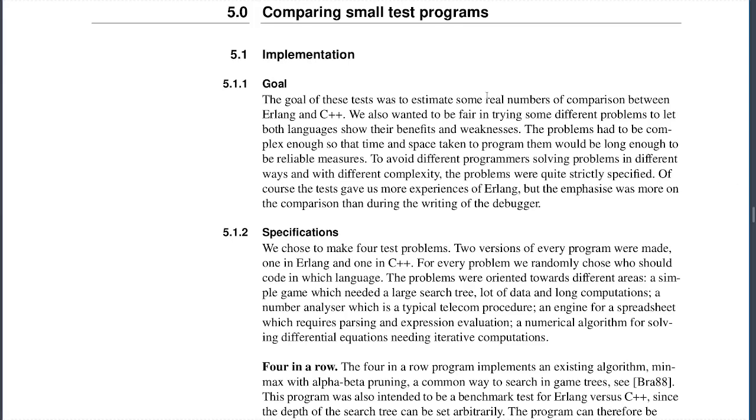The goal of this test was to estimate some real numbers of comparison between Erlang and C++. We also wanted to be fair in trying some different problems, so let both languages show their benefits and weaknesses. The problems are to be complex enough so that time and space taken to program them will be long enough to be reliable measures, due to different programmers solving problems in different ways and with different complexity. The problems were quite strictly specified. Of course, the test gave us more experience of Erlang, but the emphasis was more on the comparison than during the writing of the debugger.